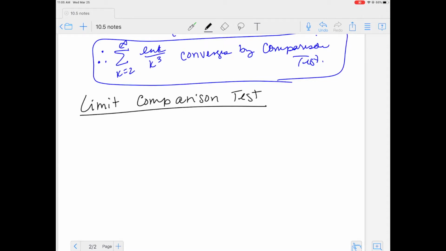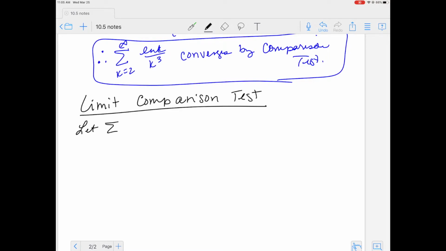Okay, as I told you, there are two types of comparison tests. The first one was a direct comparison test, and we looked at that. Now there's a limit comparison test. Sometimes people like this limit comparison test a little bit more just because it's algorithmic. You don't have to try to come up with a comparison and determine how they relate to each other. It's an algorithm that you pull out. So let's write this out.